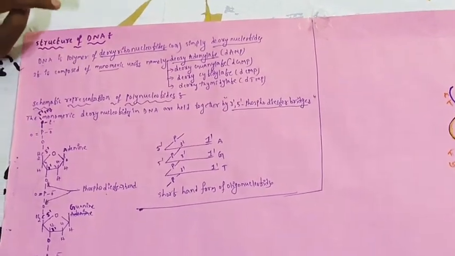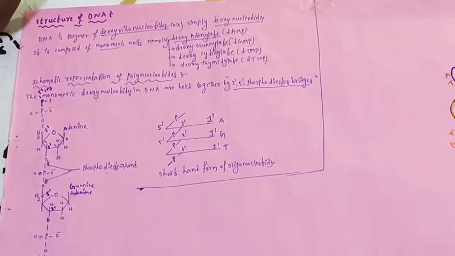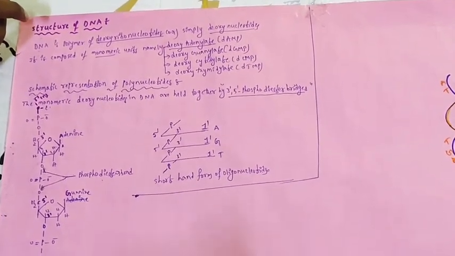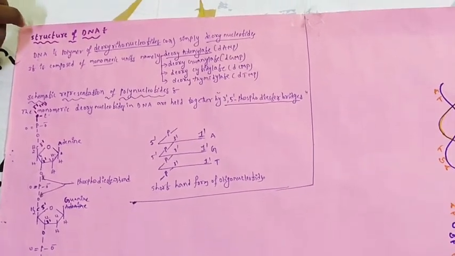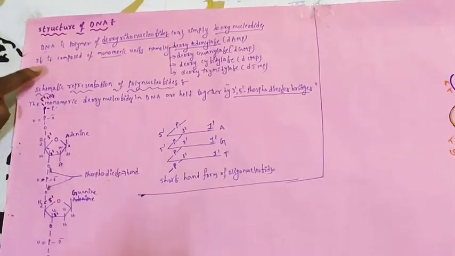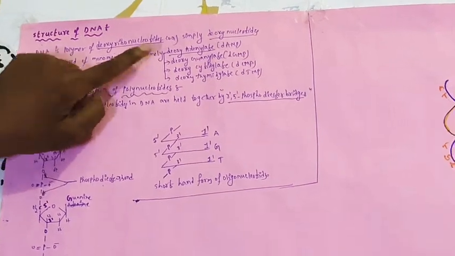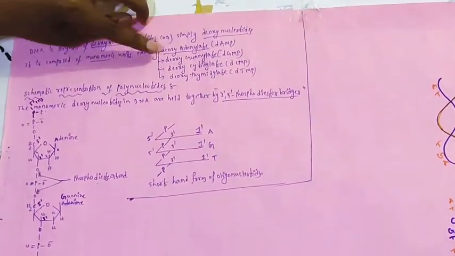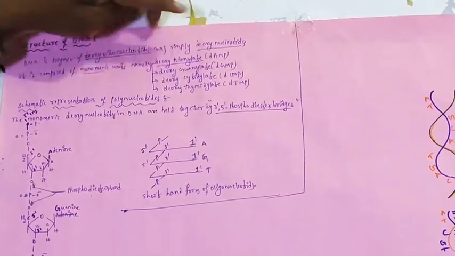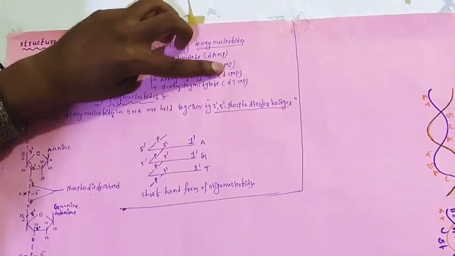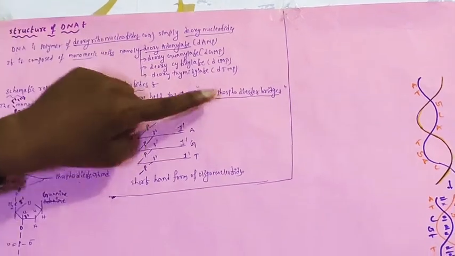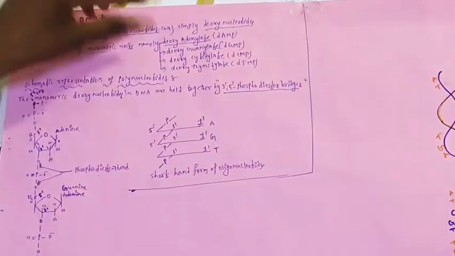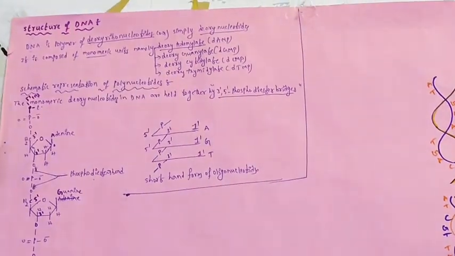They are adenine, guanine, cytosine, thymine. These four only. Uracil is present in RNA in place of thymine. Okay, uracil is only present in RNA. DNA is composed of monomeric units, namely deoxyadenylate, that is dAMP, deoxyguanylate, dGMP, deoxycytidylate, dCMP, and deoxythymidylate, dTMP. These nucleotides are present in the DNA.